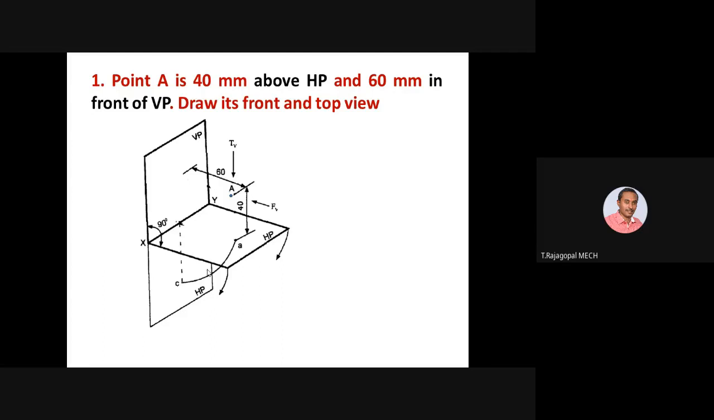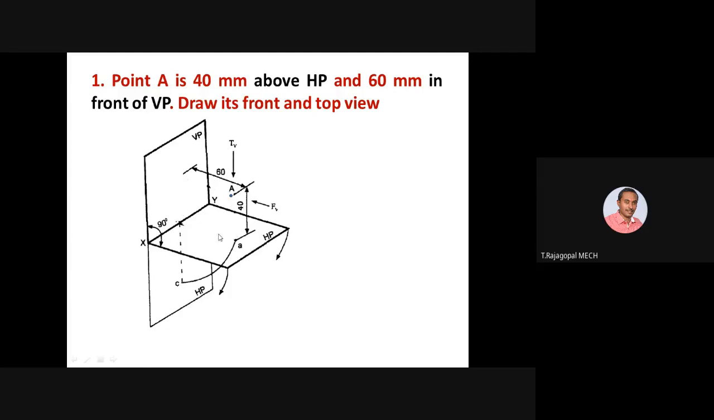There is a point which is located 40 mm above HP, 60 mm in front of VP. So 60 mm in front of VP, and 40 mm above HP. This is where the point A is located. How are we going to project this point in front view and top view? If you are seeing from the top, the 60 mm projection will be projected on the horizontal plane. This 40 mm projection will be falling on the vertical plane. So this 40 mm, from the front view, you can see on the vertical plane.